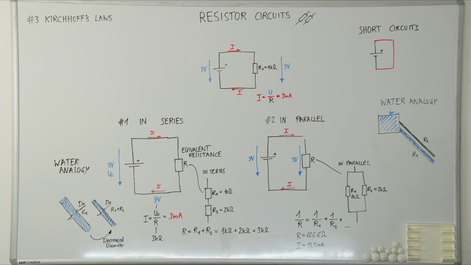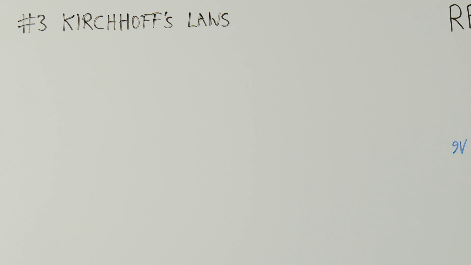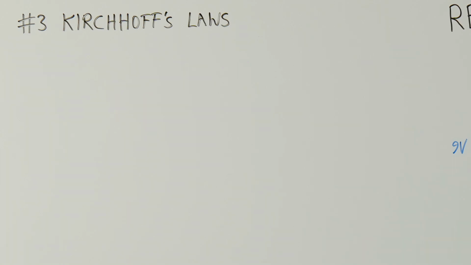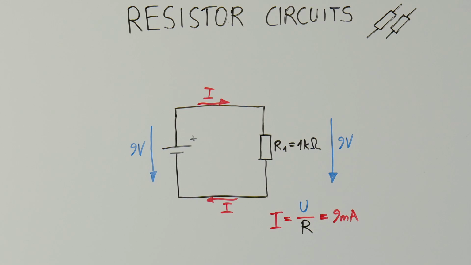To get a more vivid understanding of what exactly happens in the circuit, we also need to discuss Kirchhoff's laws. Kirchhoff's laws are fundamental in circuit analysis and consist of two main principles. One of Kirchhoff's laws states that in a closed loop, the sum of the directed voltages must be zero. If we look at our example with the single resistor again, we see that the battery provides a voltage from the plus pole to the minus pole of 9 volts, while the resistor has a voltage drop in the opposite direction of also 9 volts.